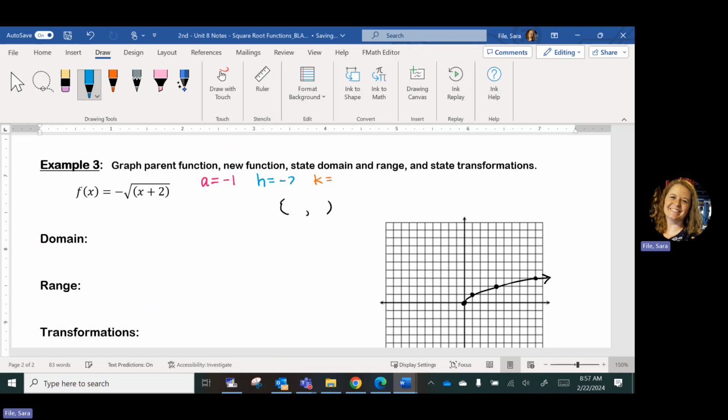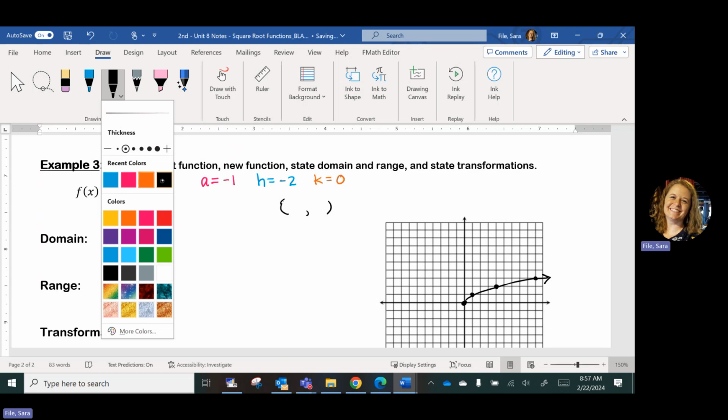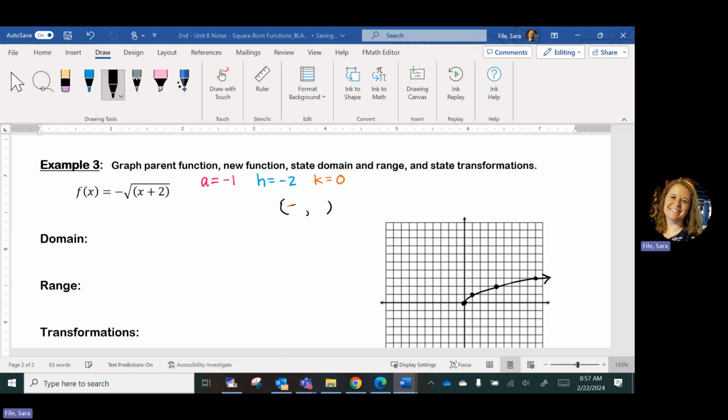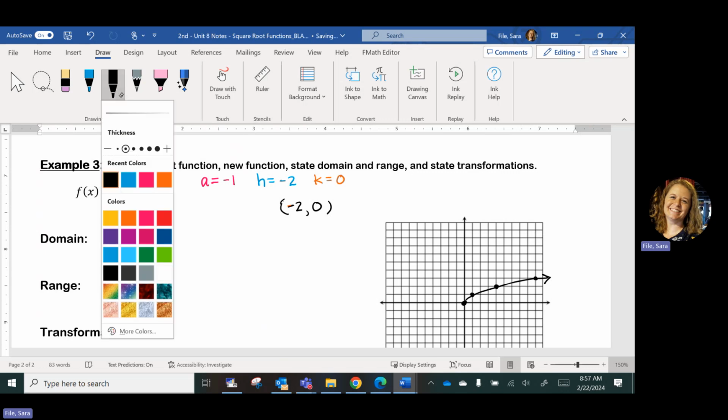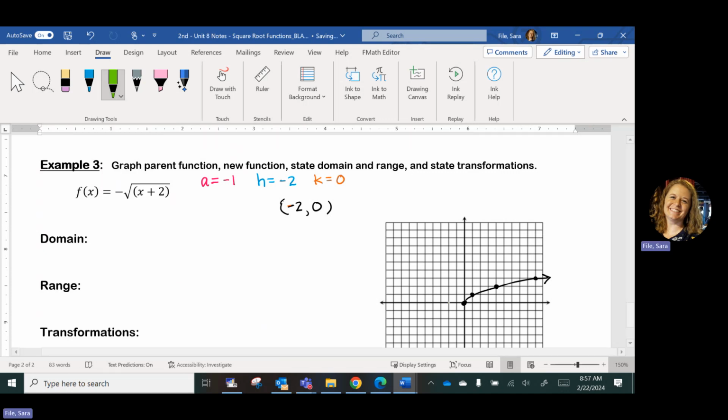Okay, and then your k. Well, the k is what's outside, and there's nothing added outside, so k is an understood 0, which means for the point that I'm going to plot, that h, k, there's going to be a point at -2, 0. So if you want to go ahead and plot that point at -2, 0, you can. But let's see what's happening to the rest of this.